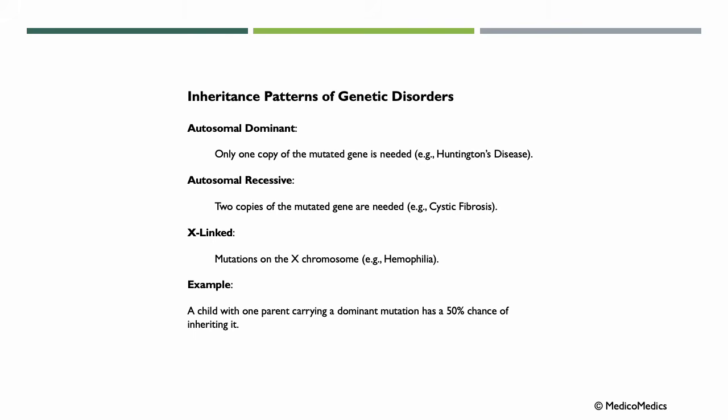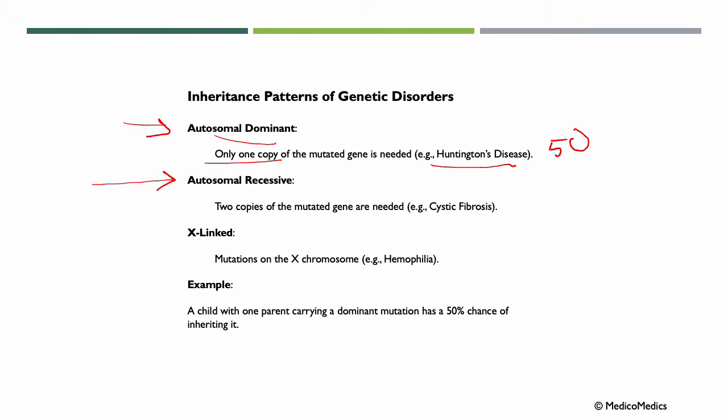Now let's discuss some inheritance patterns of genetic disorders. So we have autosomal dominant, where a single mutated gene from one parent is enough to cause the disorder. For example, we have Huntington's disease here. So affected individuals have a 50% chance of passing it to their children. So only one copy of the mutated gene is needed.